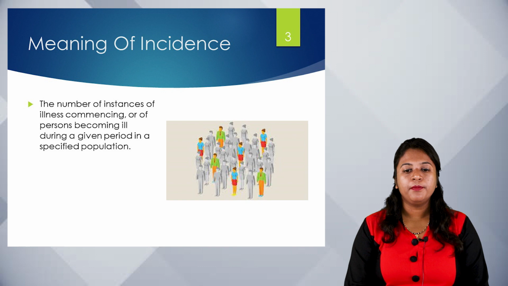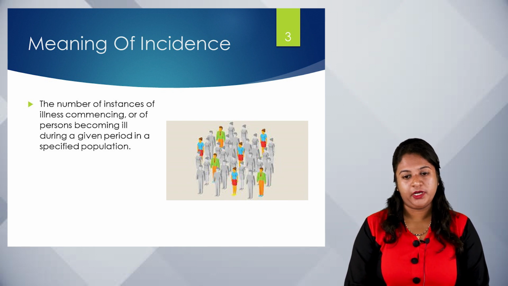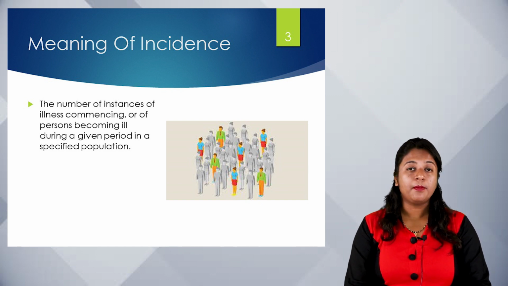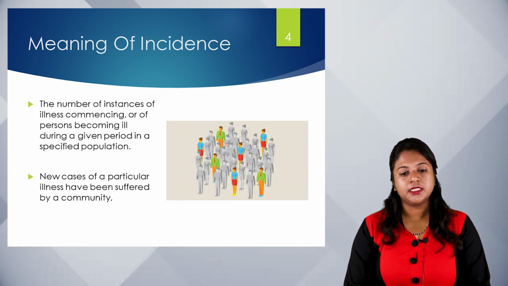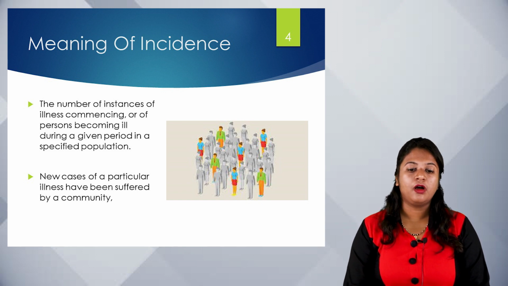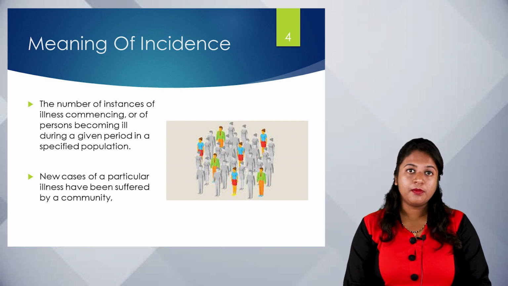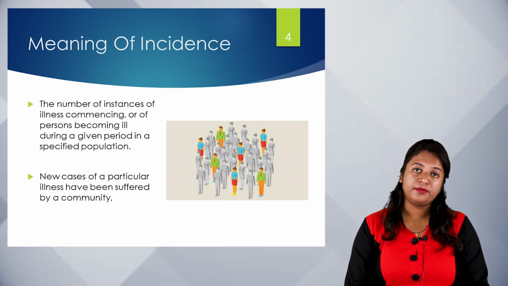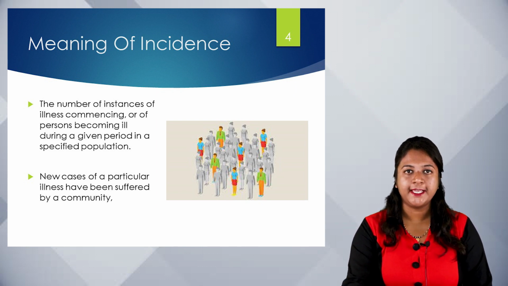Incidence is the number of instances of illness commencing, or of people becoming ill, during a given period of time in a specific population. So incidence is nothing but the number of new cases of illness at a particular time in a given population. Incidence can tell us how many new cases of a particular illness have been suffered in a community. So in the community, how many members are suffering from a new illness? That number is called the incidence.